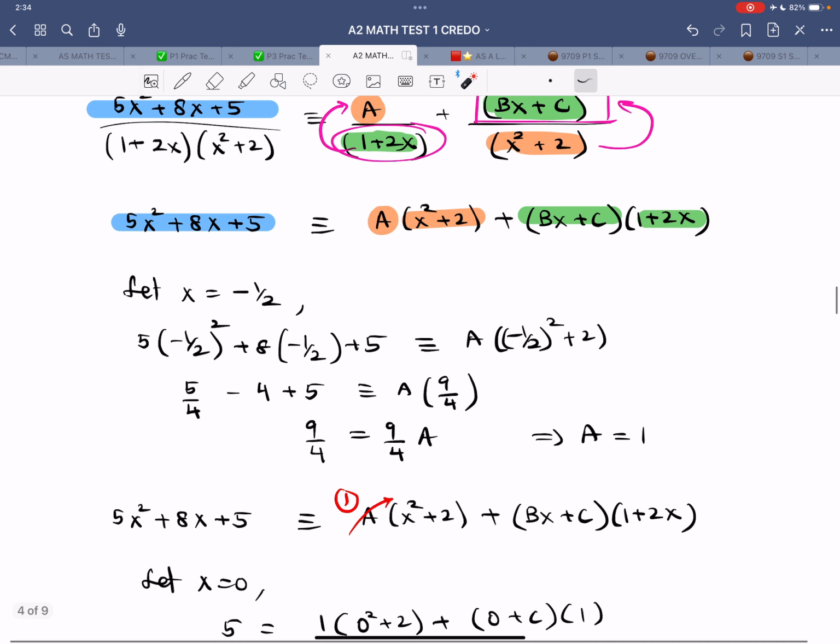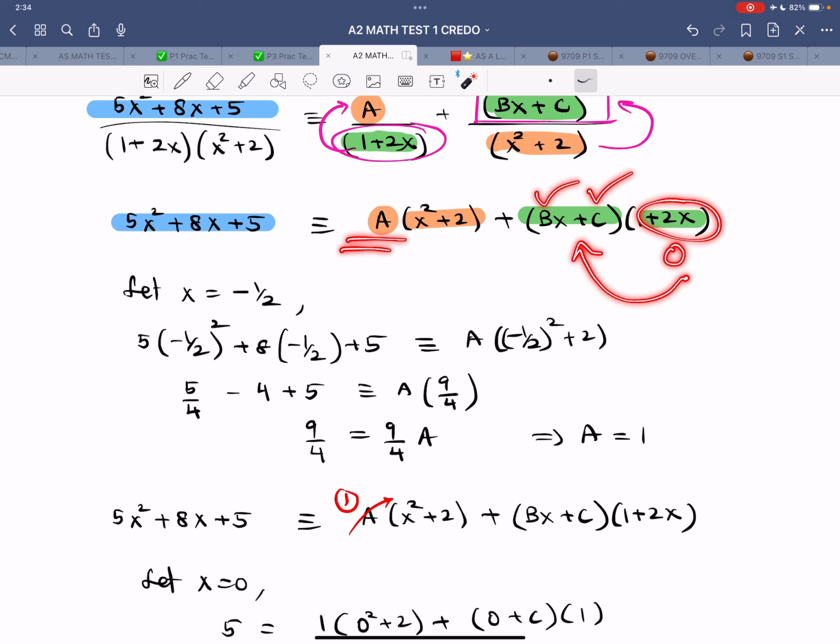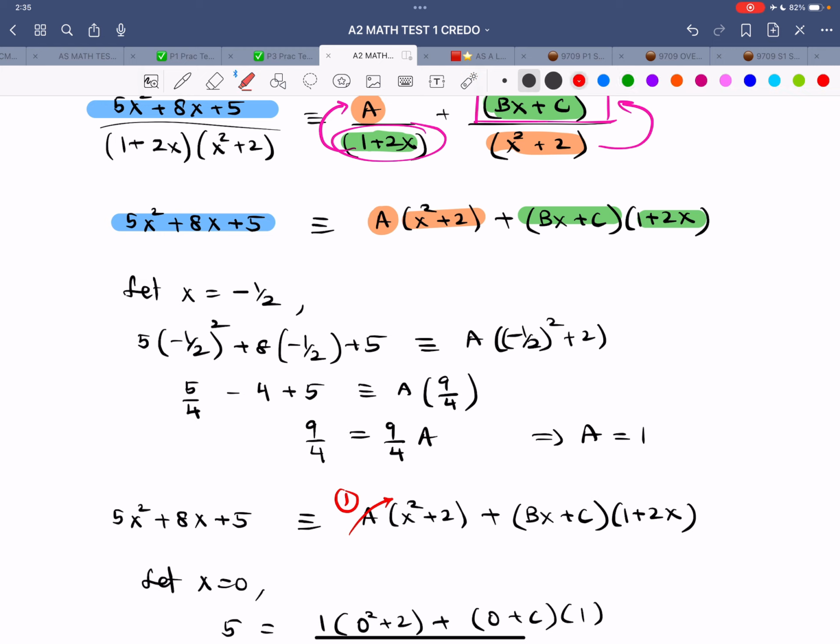Now there is one constant way of solving it using substitution. Of course, there is comparing coefficients also, but I'm talking about solving using substitution. For the quadratic case, there is one particular methodology: choose a number which will make this 0. If this becomes 0, these two will disappear, and you can comfortably find A. So 1 + 2x = 0, therefore x is negative half. We plug it in and find the value of A. A comes out to be 1.